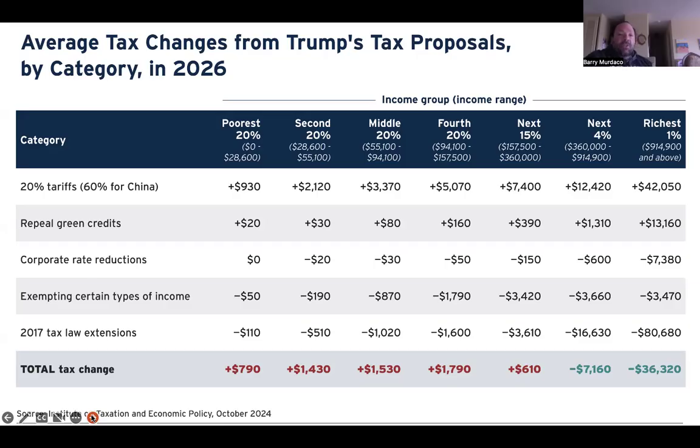Now, if you look at Trump's tax proposals, who's really going to benefit from this? Well, not surprisingly, it's basically the highest income earners. This is from the Institute for Taxation and Economic Policy. Now, they're showing, basically broken up into different tiers, the lowest 20% of income earners, the second 20% of income earners, the middle group, and then going on to the highest groups.